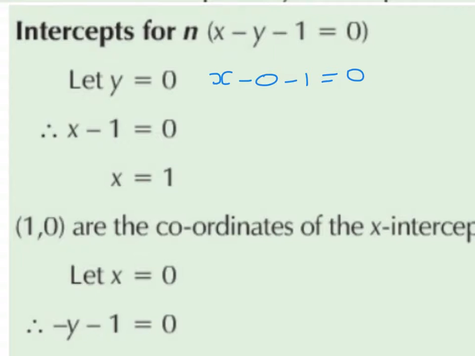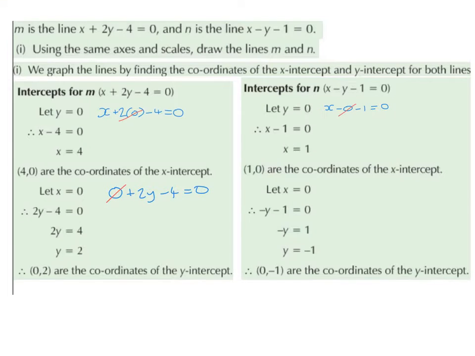So basically what we did was we let y equal 0, so we swapped that y for a 0. So we have x minus 0 minus 1 equals 0. But we can just cancel out the 0. So we have x minus 1 equals 0. And the minus 1 comes over the equal sign and becomes plus 1. So x is equal to plus 1. So the coordinate (1, 0) is the x-intercept. So (1, 0) is the point at which this line will cross the x-axis.